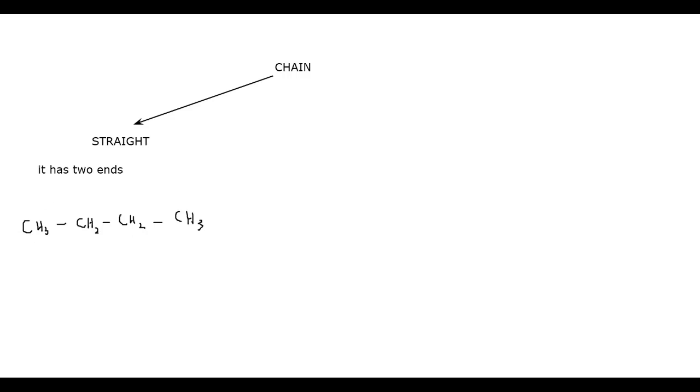This is the start, one end, and this is the second end. In between are not considered as ends. So this first one is the start, and the second one is the end of the chain. So there are only two ends. Whenever two ends are there in a chain, we call that a straight chain hydrocarbon.